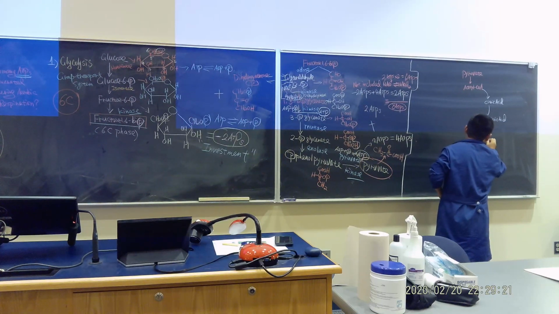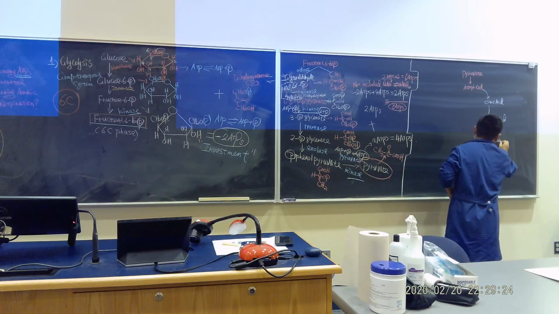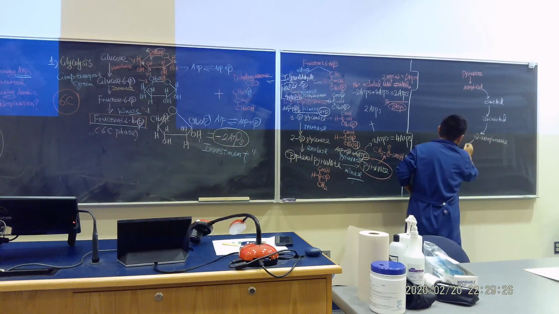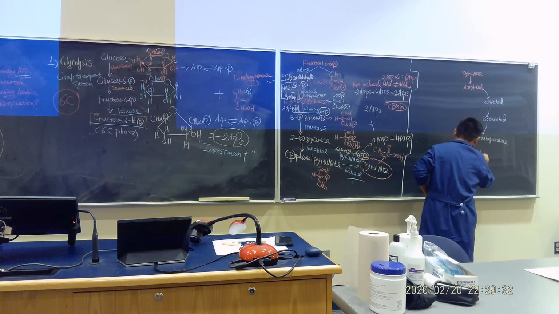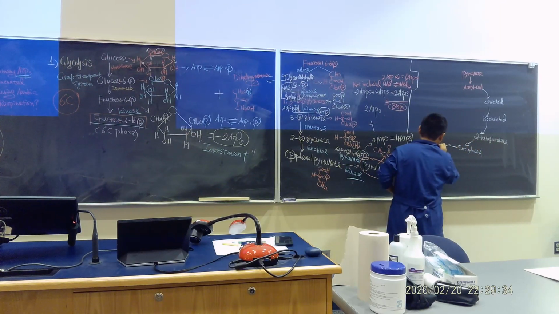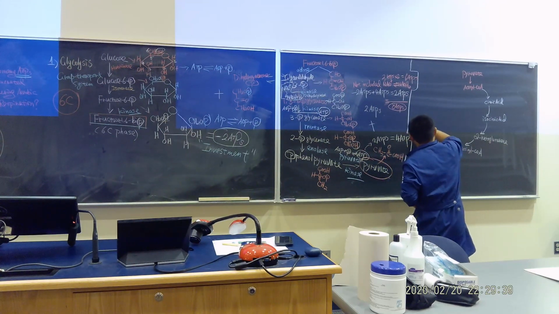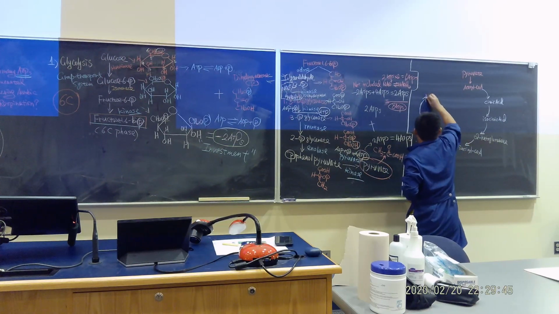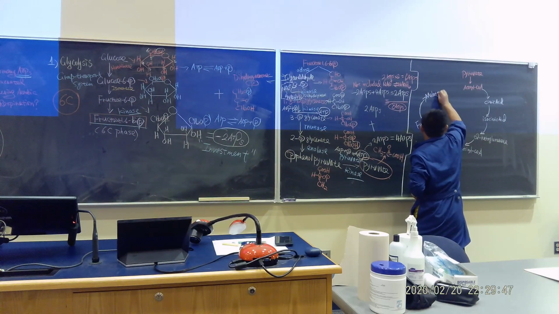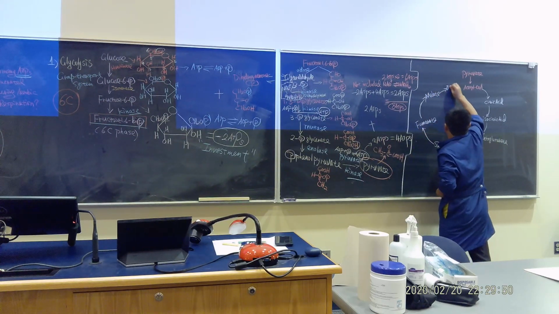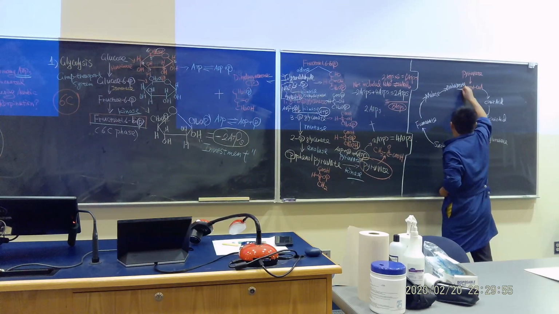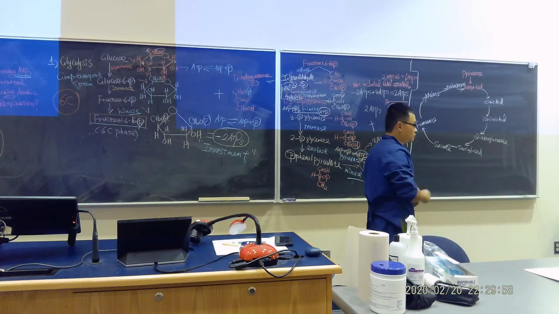Alpha-ketoglutarate. Then go here. That's succinyl-CoA. Then go very flat. That's succinate. Then go here. This is called fumarate. Then go on here, malate. Then all the way close: oxaloacetate. Then go back. That's a circle. Okay.